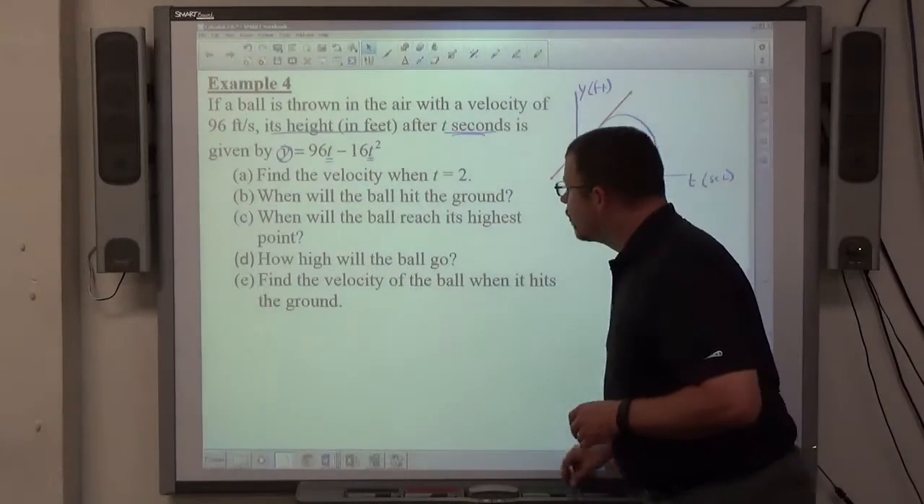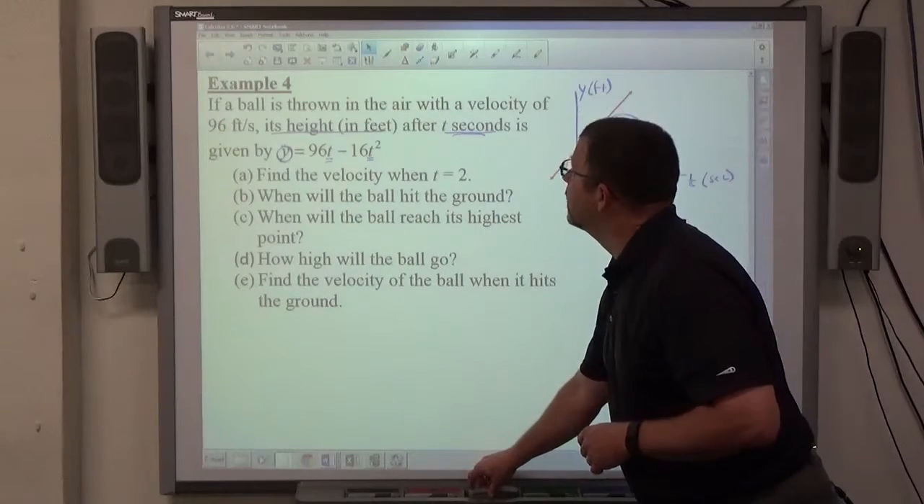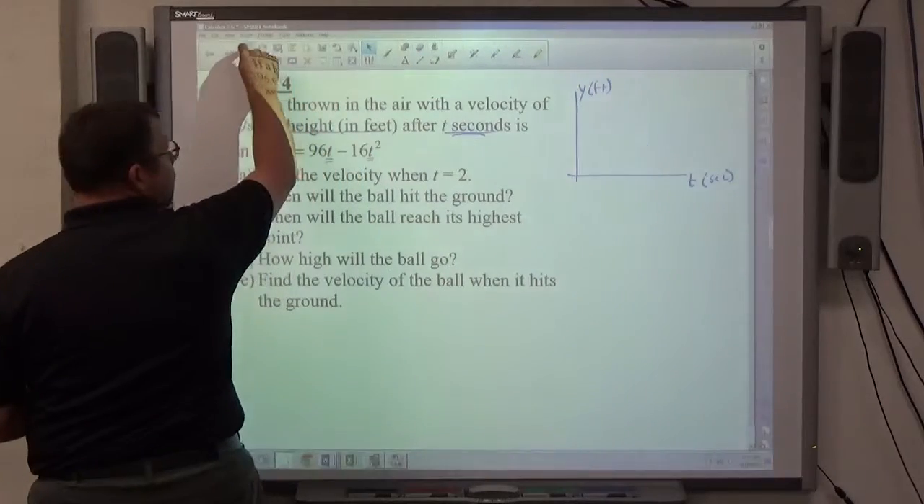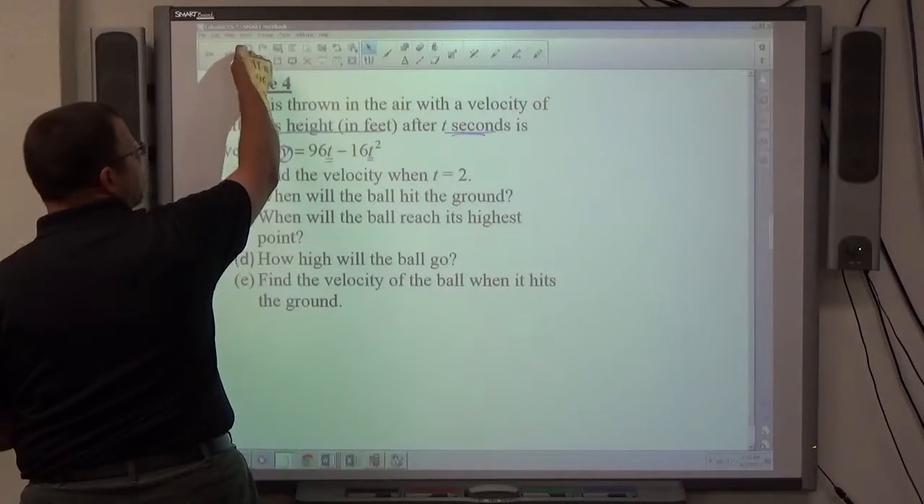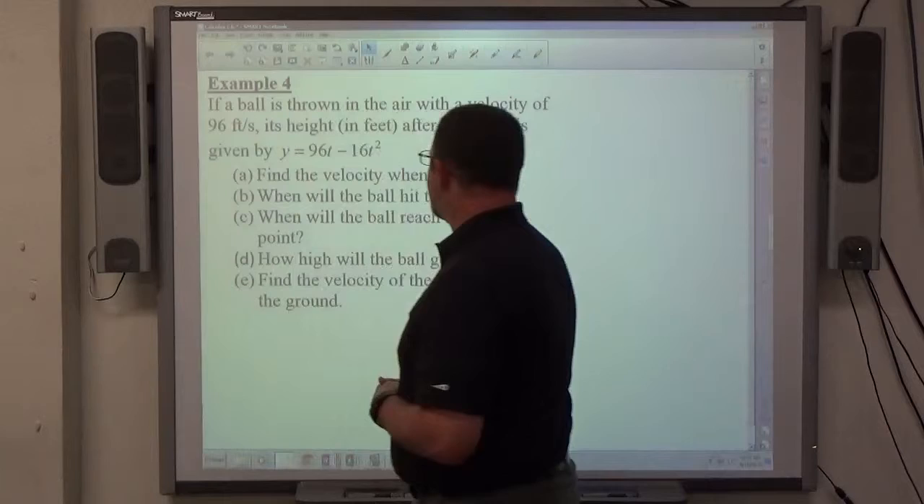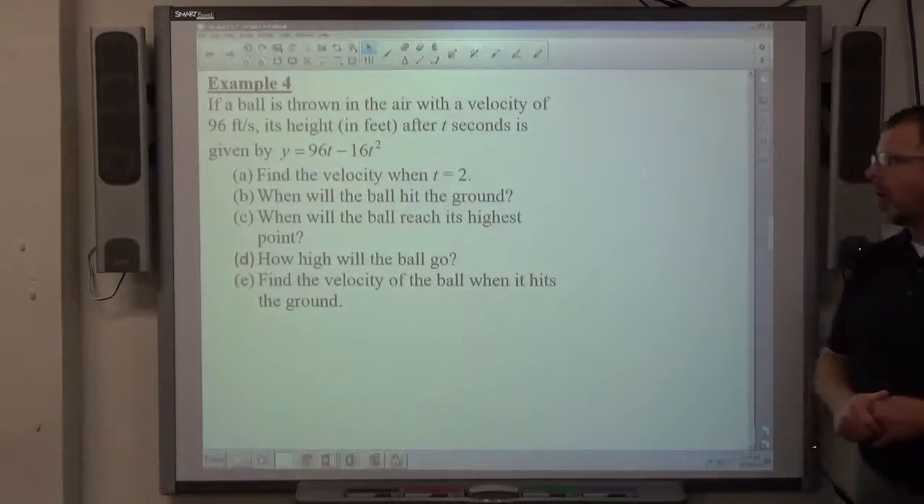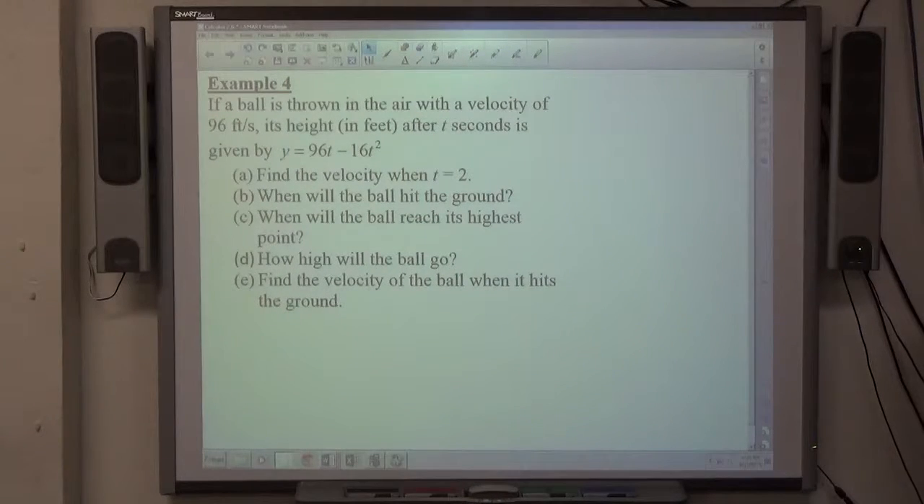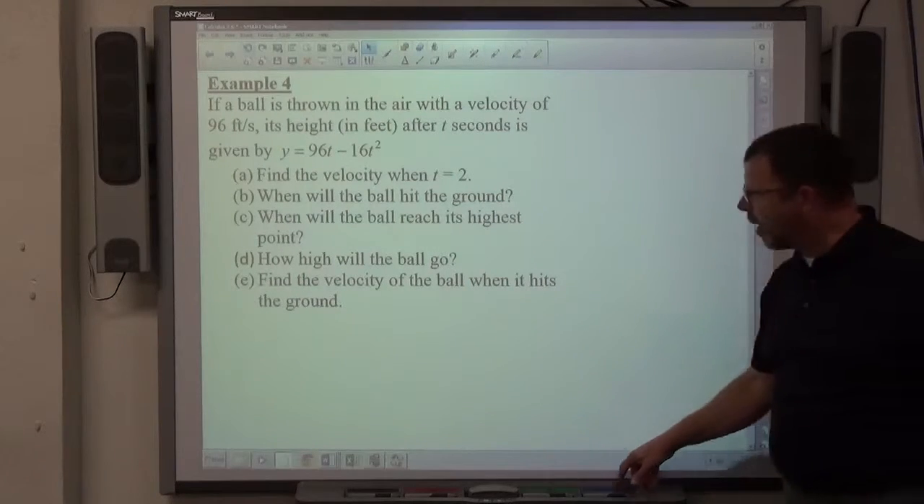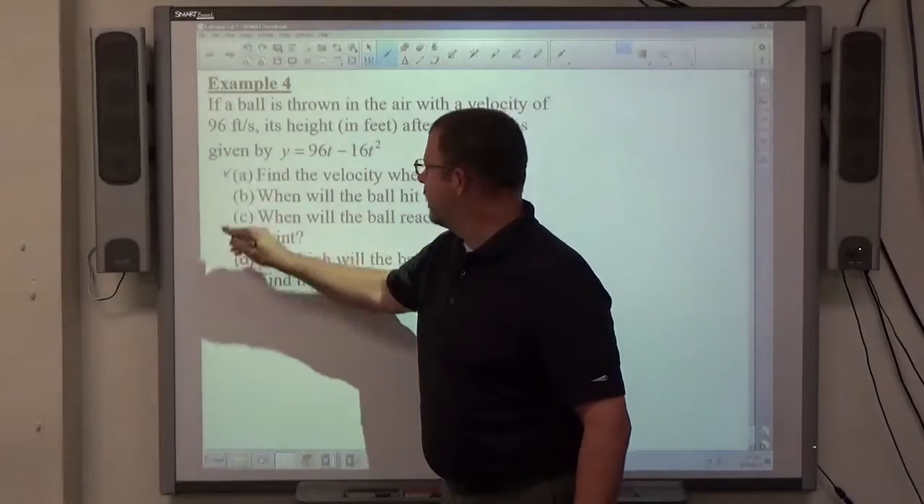All right? So with that in mind, let's look at the questions they're asking us. Find the velocity when t equals 2. When will the ball hit the ground? When will the ball reach its highest point? How high will the ball go? Find the velocity of the ball when it hits the ground. Okay, they're asking questions about velocity here and here.